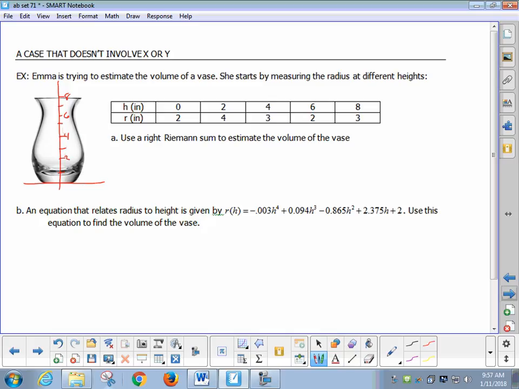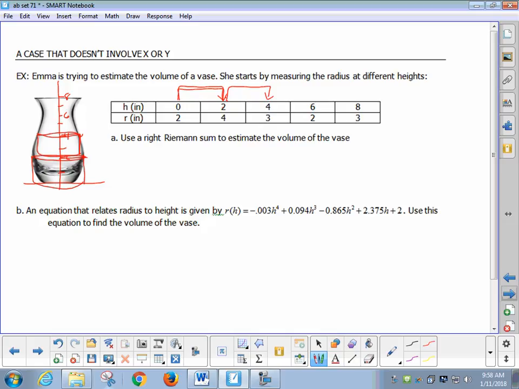Now, she uses a right Riemann sum with that data to estimate the volume of the vase. From 0 to 2, she uses the right side, or 2, to draw the radius at. So she's going to use the radius at 2, like we would a rectangle, and then revolve it. Then, in the next region, from 2 to 4, she's going to use the right edge, 4, and find the radius at that and revolve it.